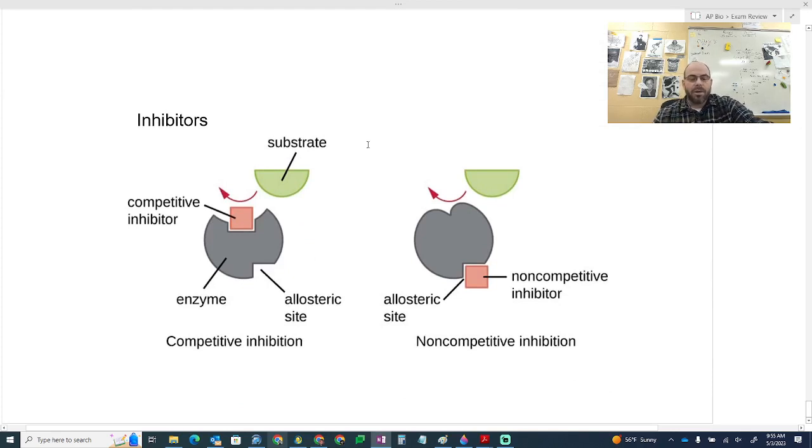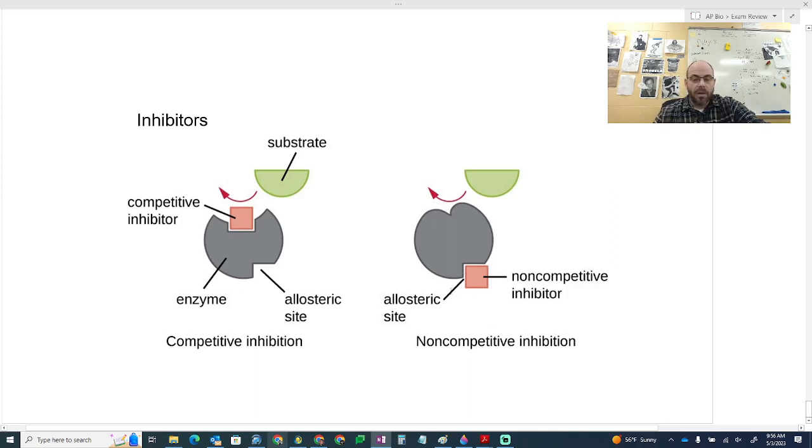Inhibitors. There are certain things that can chemically alter an enzyme, and these are called inhibitors. The word inhibitor helps us with that. And there are two types of inhibitor, competitive inhibitors and non-competitive inhibitors. Really simple. Competitive inhibitors compete for the active site. So a competitive inhibitor will actually bind to the active site, keep it from working, physically block the substrate from binding to it.